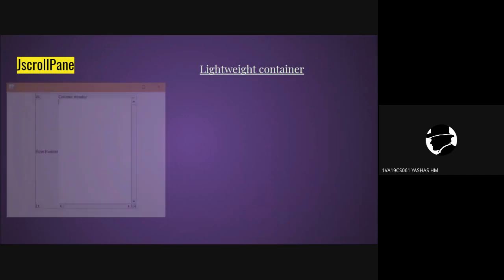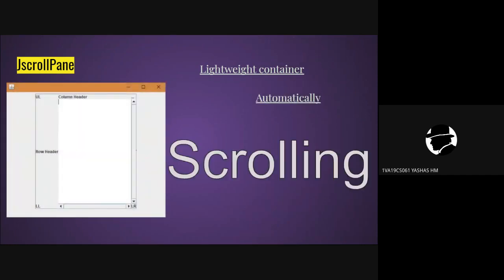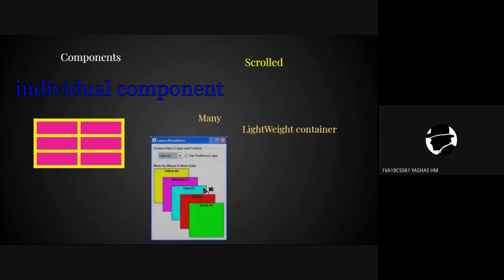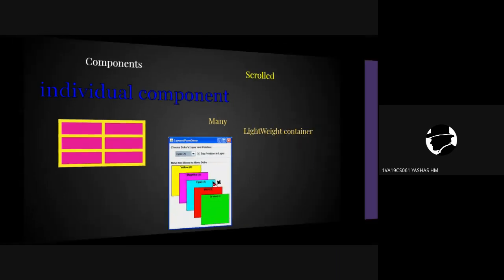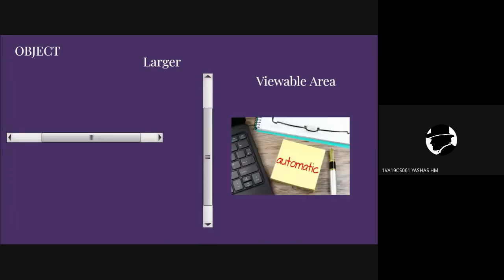JScrollPane is a lightweight container that automatically handles the scrolling of another component. The component being scrolled can either be an individual component such as a table, or a group of components such as a JPanel. In either case, if the object being scrolled is larger than the viewable area, then the horizontal and vertical scroll bars are automatically provided and the component can be scrolled through the pane.